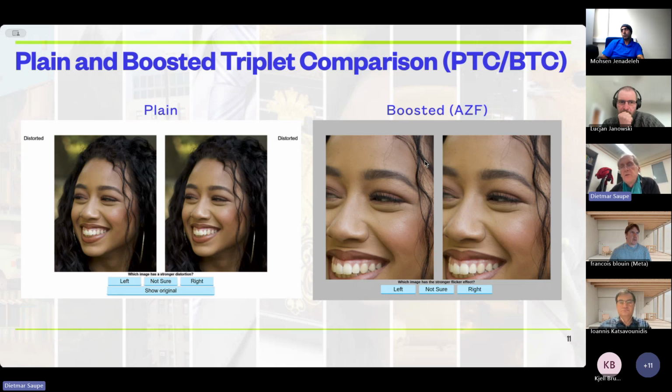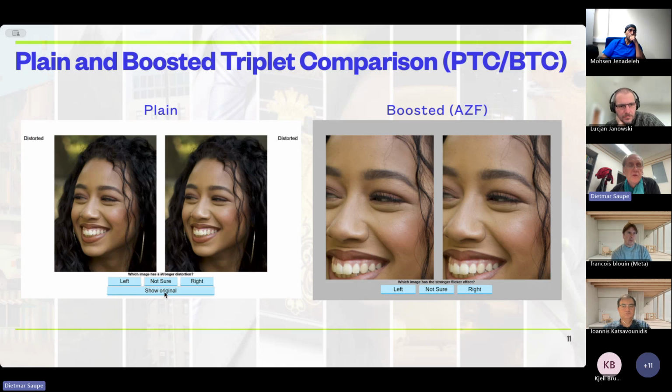Okay, so in our study for JPEG AIC, we used this technology, and we did both the plain triplet comparison and the boosted triplet comparison. So I showed you the boosted one where both sides are flickering, and the question is which one is flickering stronger, left, right, or not sure. And on the left side is the plain comparison where we ask the same question, which image has a stronger distortion, but you see the two distorted versions here, left and right.